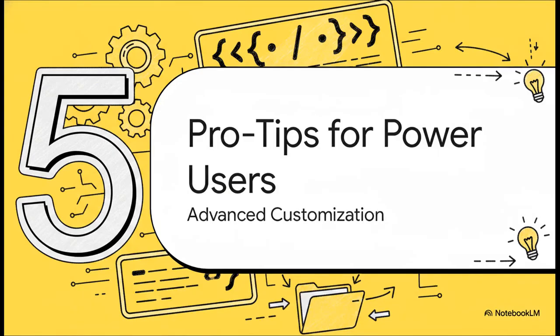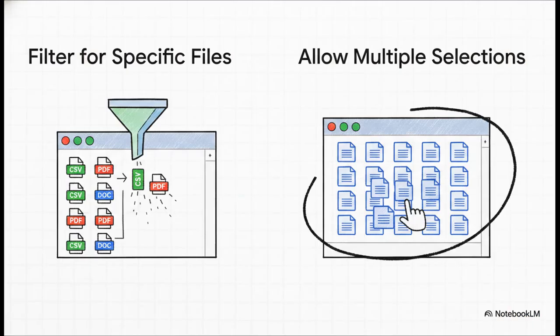And for those of you who want to take this even further, you're in luck. There are some fantastic customizations you can add with just a tiny little tweak to the code. For example, you can add a filter. You can make that pop-up window only show, say, CSV files. This is great for preventing people from accidentally selecting the wrong type of file.